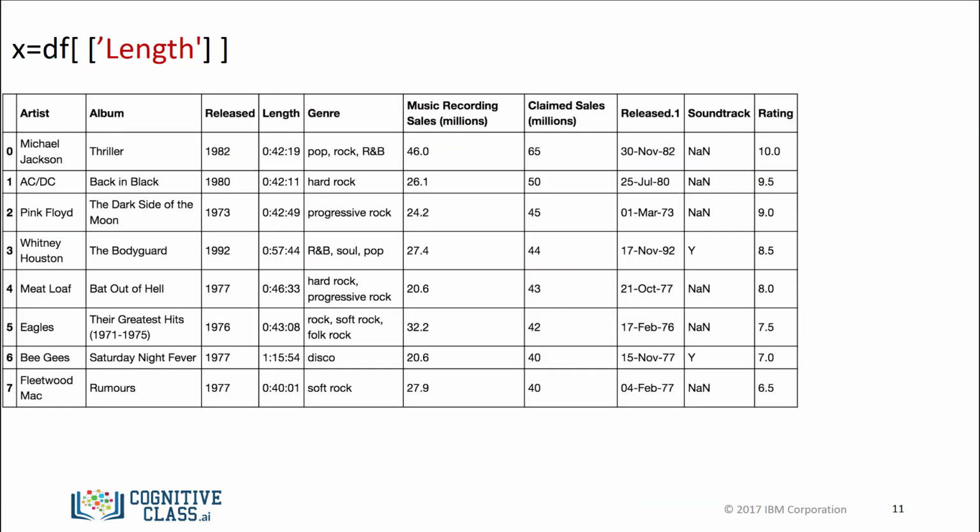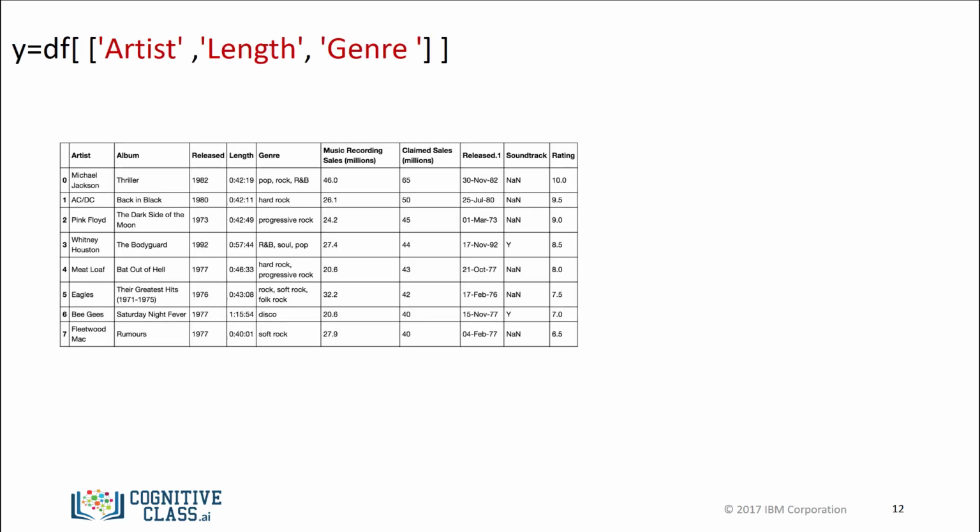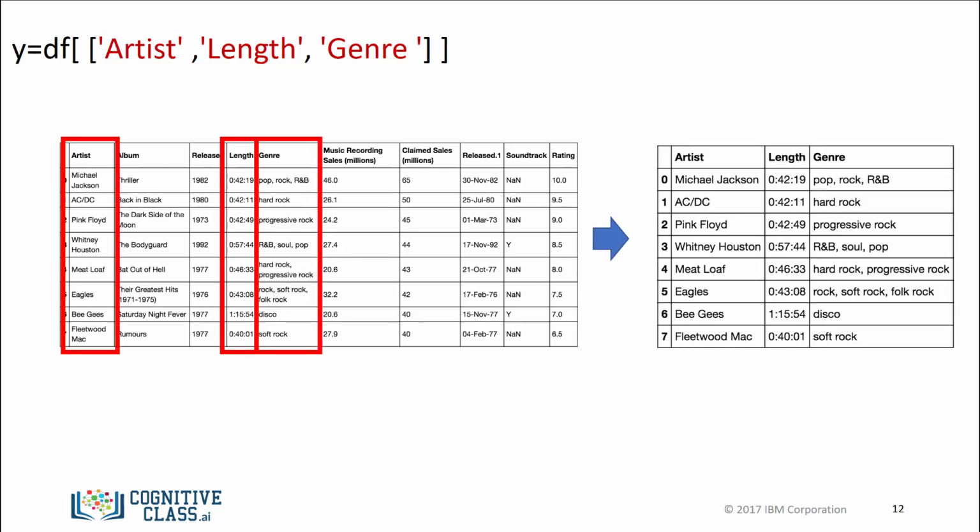We can create a new data frame consisting of one column. We just put the data frame name, in this case DF, and the name of the column header enclosed in double brackets. The result is a new data frame comprised of the original column. You can do the same thing for multiple columns. We just put the data frame name, in this case DF, and the name of the multiple column headers enclosed in double brackets. The result is a new data frame comprised of the specified columns.